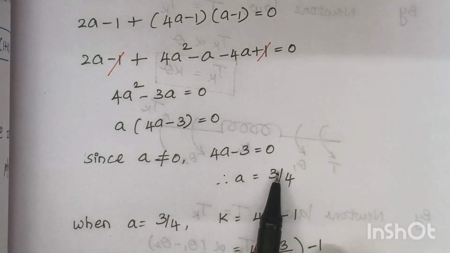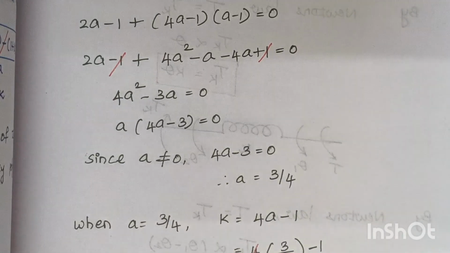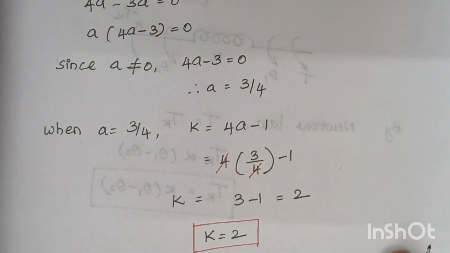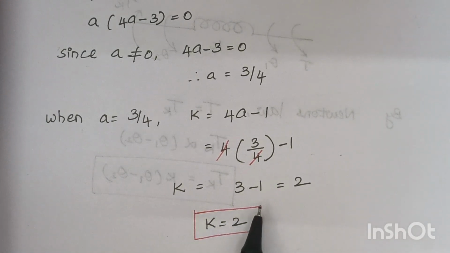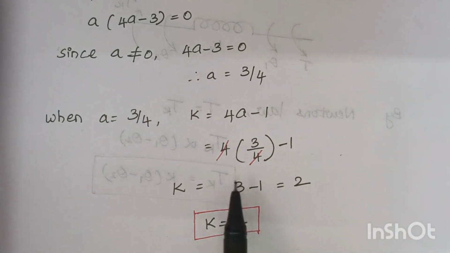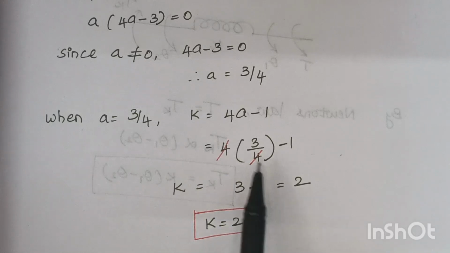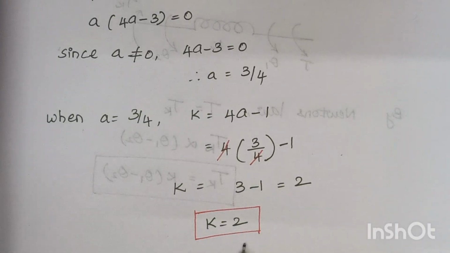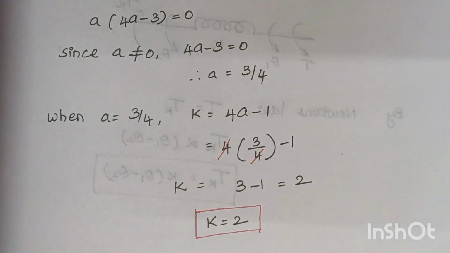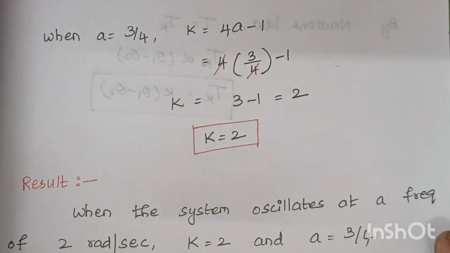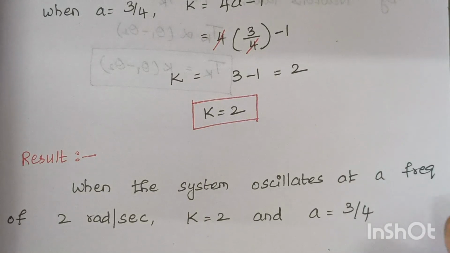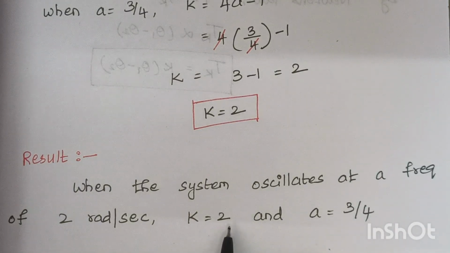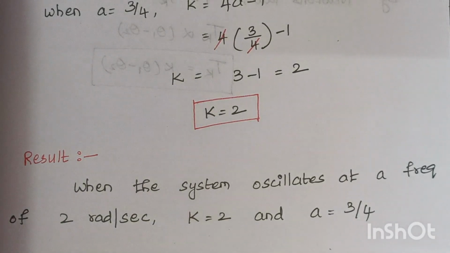Now substitute this value of a in the k equation. When you substitute, we are getting the value of k equal to 2, right? Hope you understand these simple steps. This 4 and 4 cancel each other, and 3 minus 1 gives you 2, and the value of k is equal to 2 here. So finally, the result is that the system will oscillate when the value of k equal to 2 and the value of a is equal to 3 by 4, right? Hope you understand the problem. Thank you.